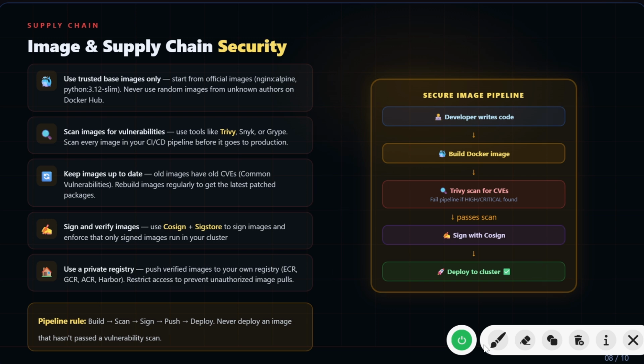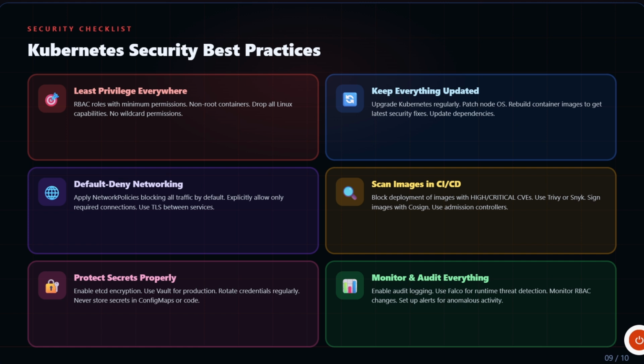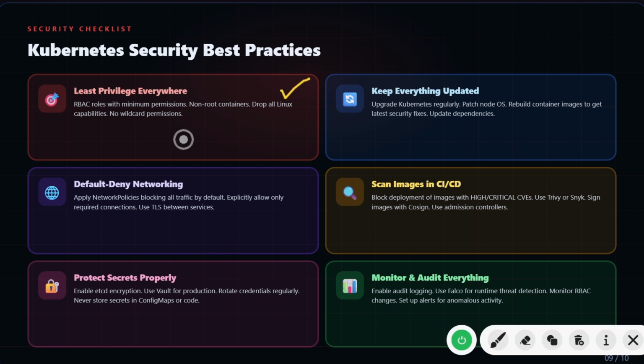Now let us see some quick best practices with respect to security. Kubernetes security. The first thing was least privilege everywhere. That means role-based access control with minimum permissions, enforcing a non-root user within the containers, dropping all the Linux capabilities, and no wildcard permissions. Only what is exactly required will be allowed. By default, make sure to deny all. And keep everything updated.